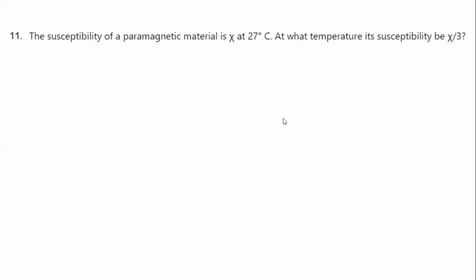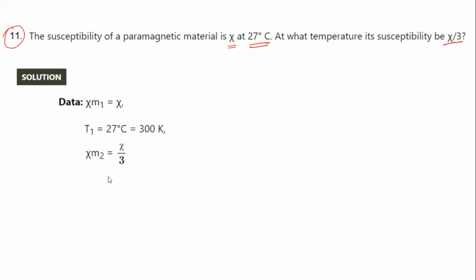Now the next problem, problem number 11. The susceptibility of a paramagnetic material is X at 27 degrees Celsius. At what temperature is the susceptibility 1 by third of the previous one? So susceptibility 1 is this one, and susceptibility 2 is divided by 3. Temperature 1 is 27 degrees Celsius, which in Kelvin is 300, and temperature 2 we have to find out.